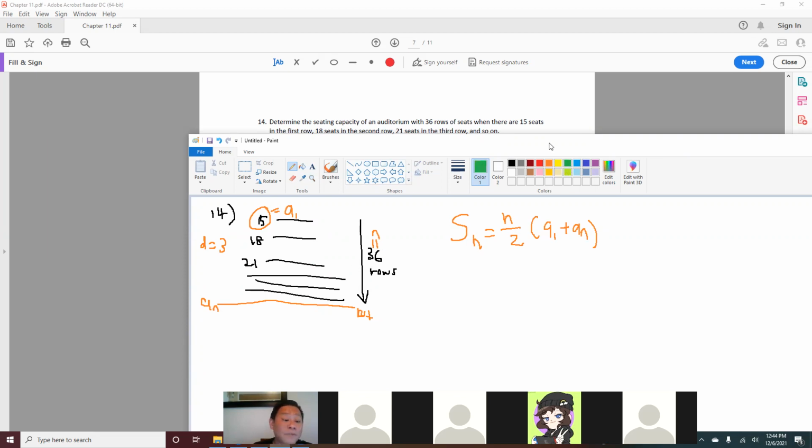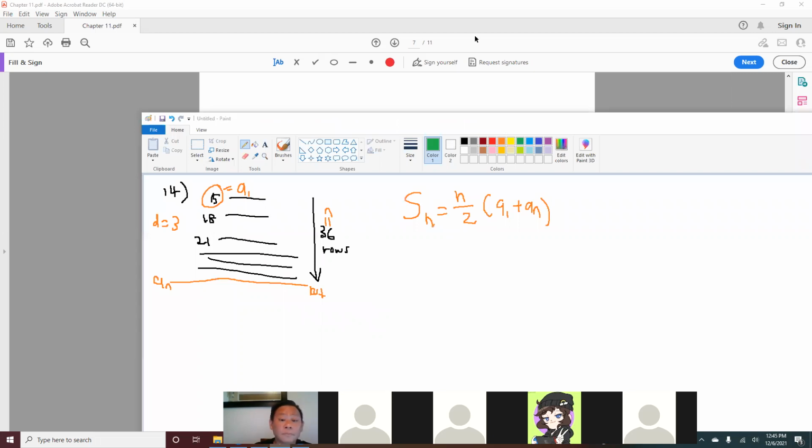So this is very similar to what we just did. So we need to figure out the 36th row. So A36 is equal to A1, which is 15, plus n minus 1, 36 minus 1, times D, which is 3. Okay, so there's a formula here. Do the order of operations, do the parentheses first. So 36 minus 1 is 35. So how many seats are there on the very last row of this auditorium?